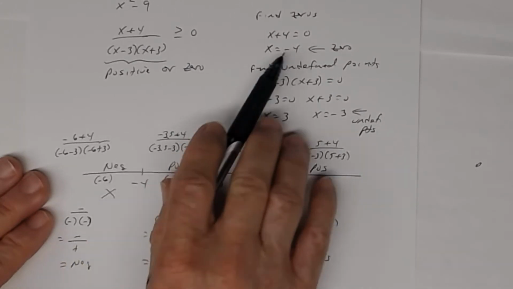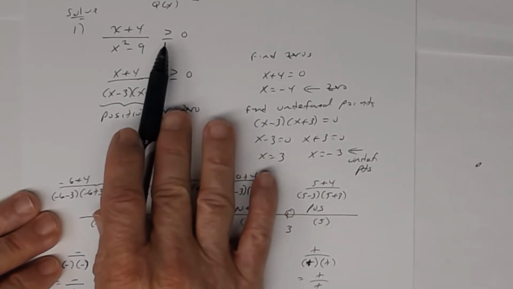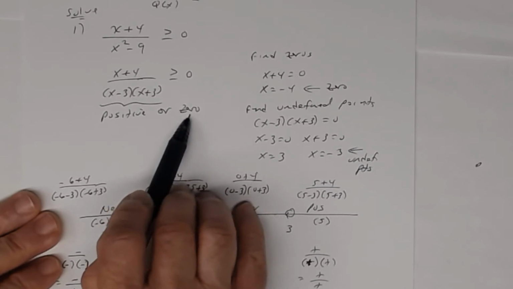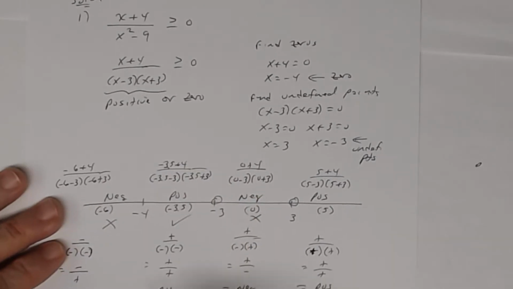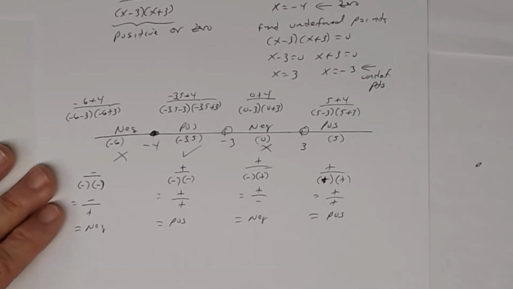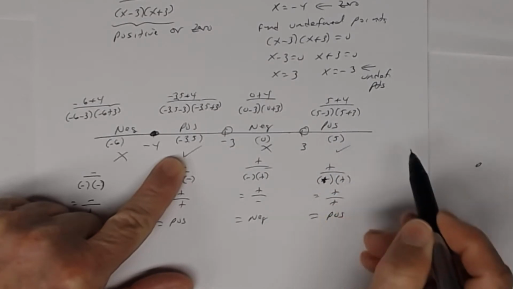At negative 4, the 0 will either be an open circle or closed circle depending on if you have an equal sign. So since that's an equal sign, then that is going to be a solution. That 0 will be a solution. So I'll put a closed circle there. And so therefore we can indicate the answer. So we have this interval and this interval right here.